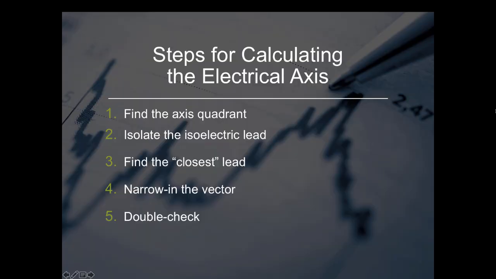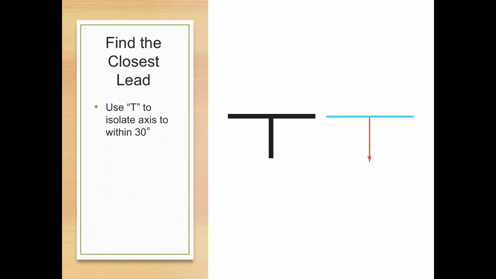So now we've found the quadrant, we've found our isoelectric lead. Now we're going to start to kind of narrow in, kind of hone in. So step 3, we're going to find that closest lead, the closest in quotation marks. So what we're going to do, finding this closest lead, this is when that arrow comes in. So we're going to take our isoelectric lead and we're going to use kind of this T-bar.